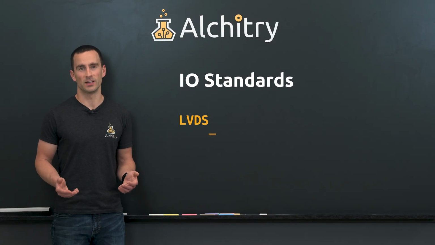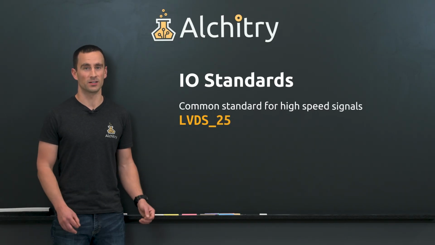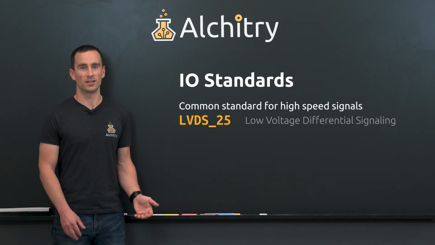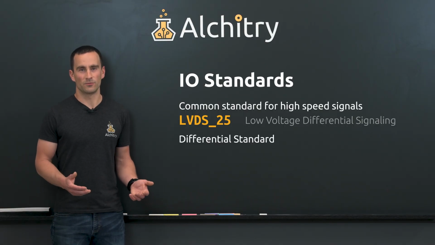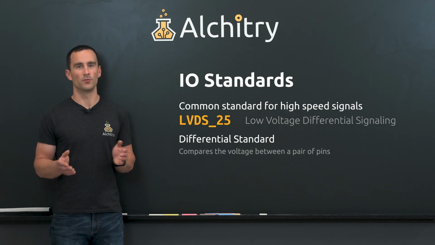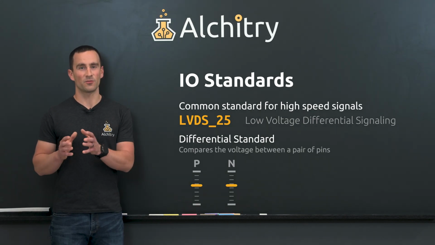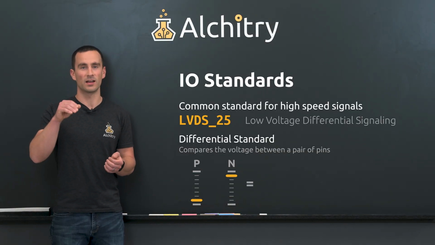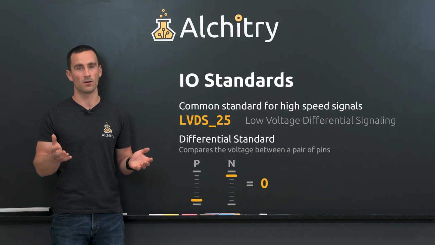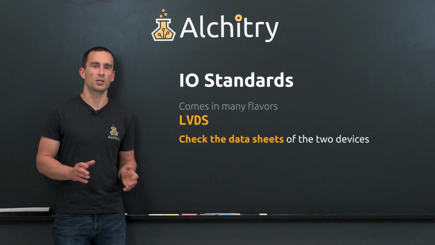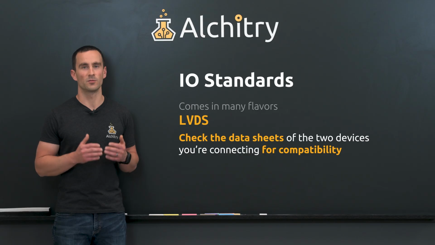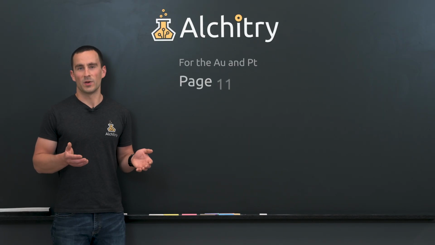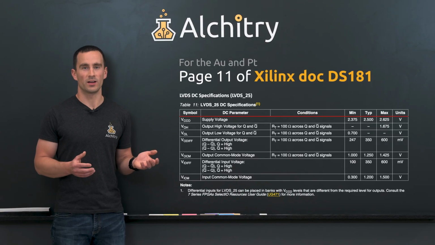LVDS, specifically LVDS25, is a common standard for high-speed signals. LVDS stands for Low Voltage Differential Signaling, and as the name suggests, it's a differential standard. That means instead of looking at the voltage of just a single pin, it compares the voltage between a pair of pins. If the positive pin of the pair has a higher voltage than the negative pin, it's considered a 1. However, if the negative pin has a higher voltage than the positive pin, it's considered a 0. LVDS comes in many flavors, and you need to check the datasheets of the 2 devices that you're connecting to make sure that the common mode and the differential voltages are compatible. For the AU and the PT, page 11 of Xilinx's doc DS181 has all of the details.